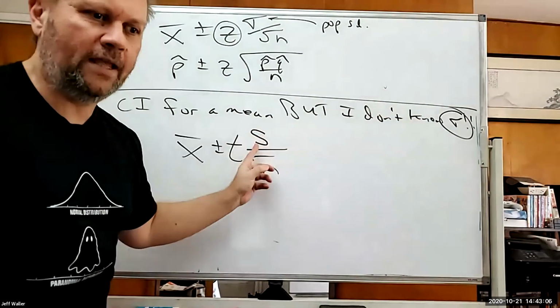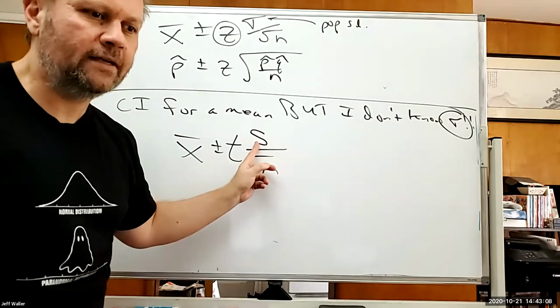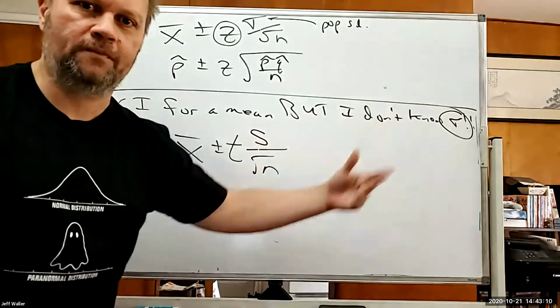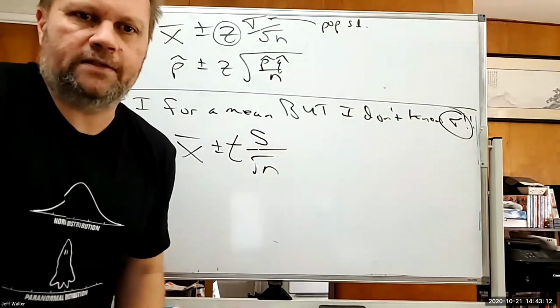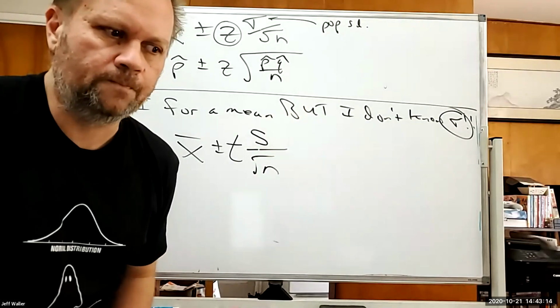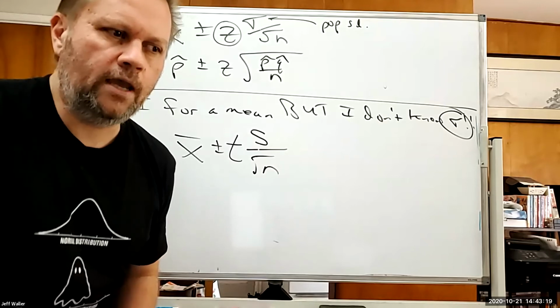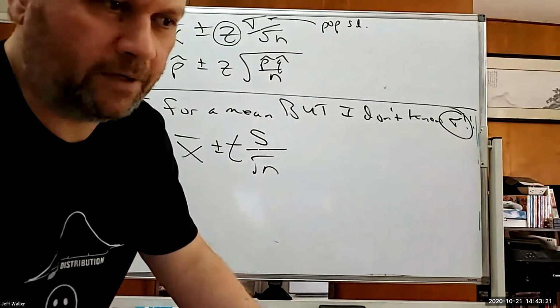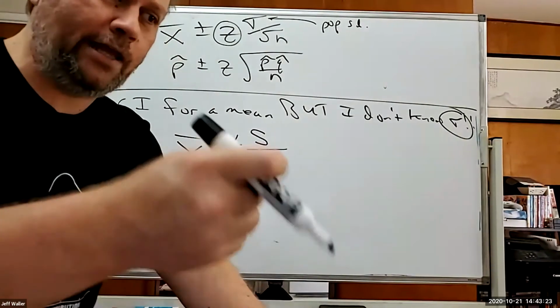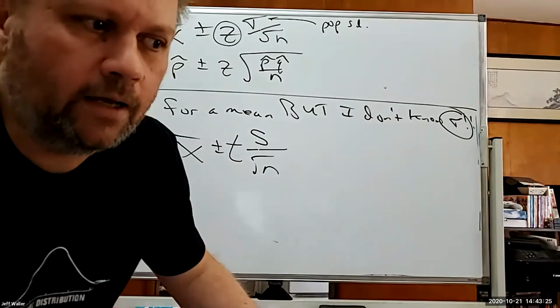I'm using an estimate. S is an estimate for sigma. It's my best guess for sigma because that's all I've got, what I see in the sample. All right, maybe. And here's the connection with Guinness, right? I'm not going to suddenly pick up a Guinness. Here's the connection. I don't like Guinness.